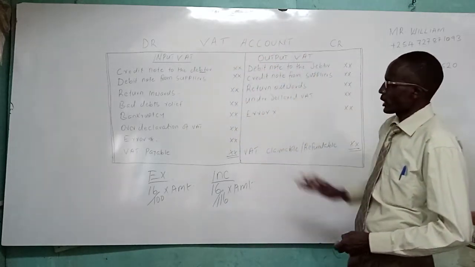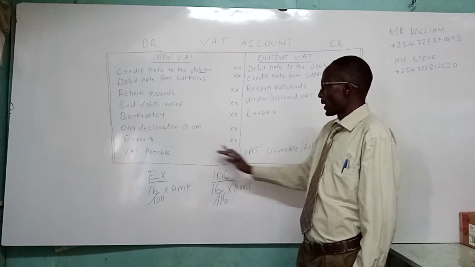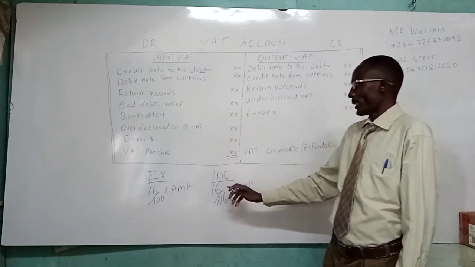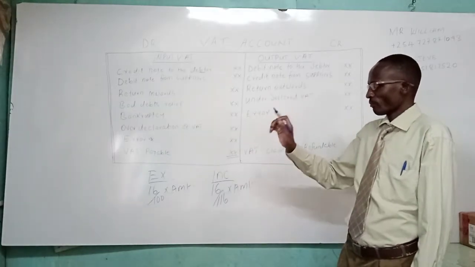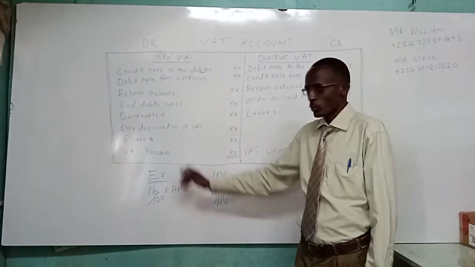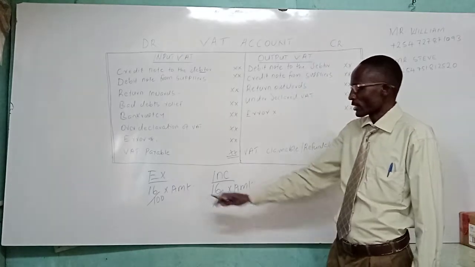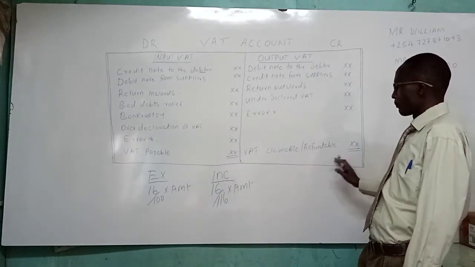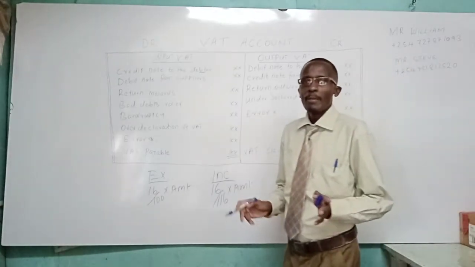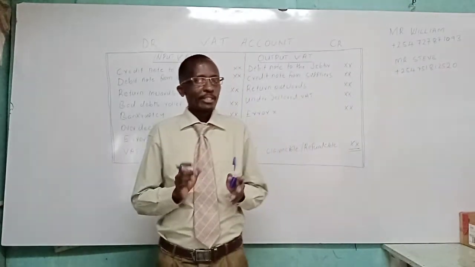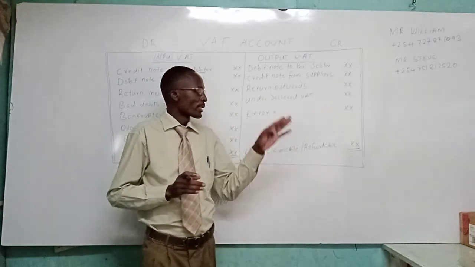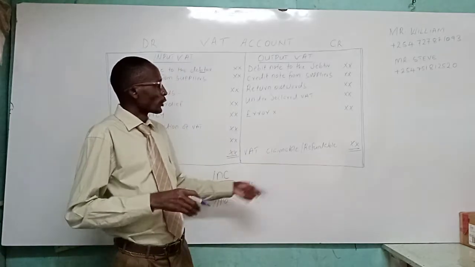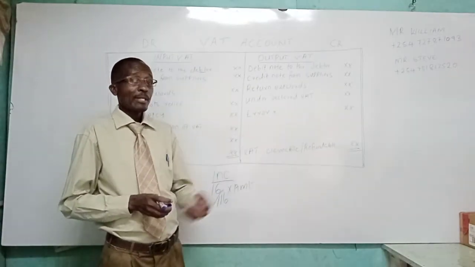Now finally, after you have posted all these transactions there, you will have the balancing figure. If the difference is on the debit side, that will be the VAT payable. That is what you are supposed to pay to the government. Sometimes the difference may be on the credit side. If the difference is on the credit side, then that is a VAT claimable or refundable. In that situation, you will not pay VAT, but it will reduce the amount that you pay in the future.